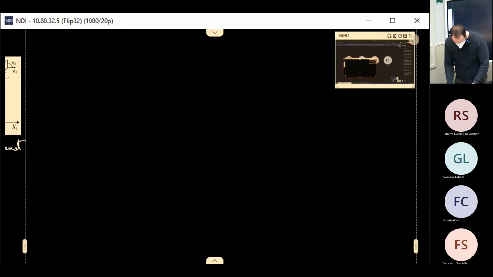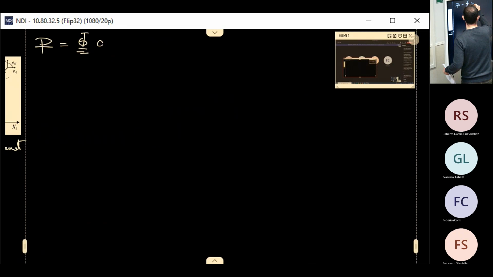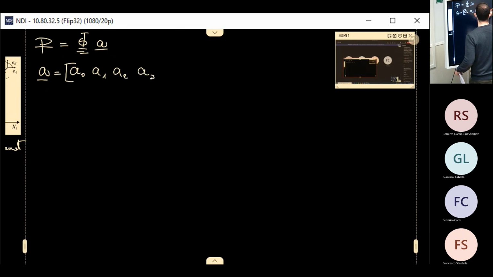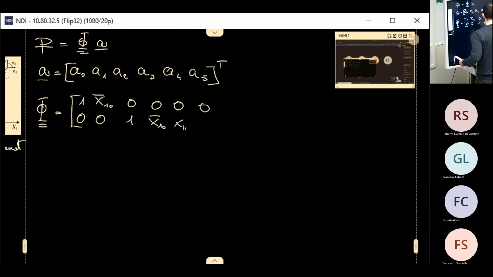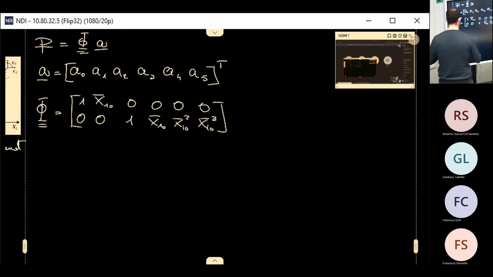For the rest, it's basically just what we have seen already. So we have P equal to phi applied to A, where A is equal, again in this case, to, sorry, it starts from zero. There you go. And phi. Okay. Again, we have to impose the conditions at the nodes.